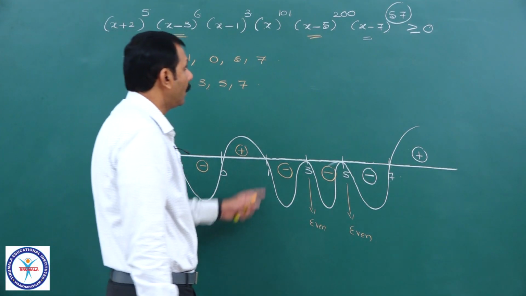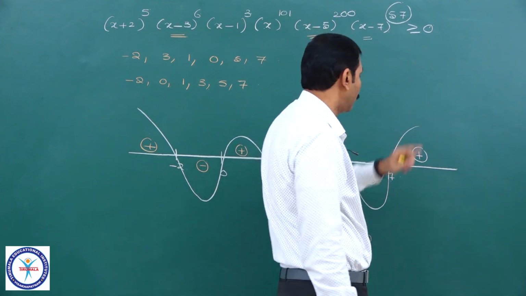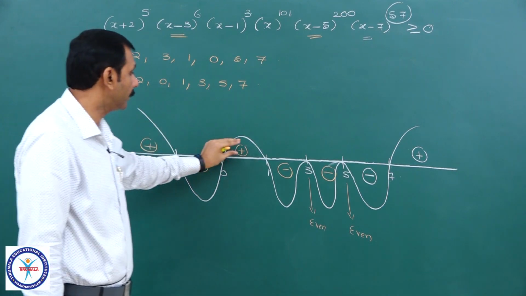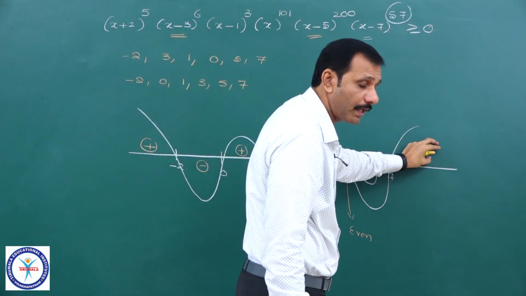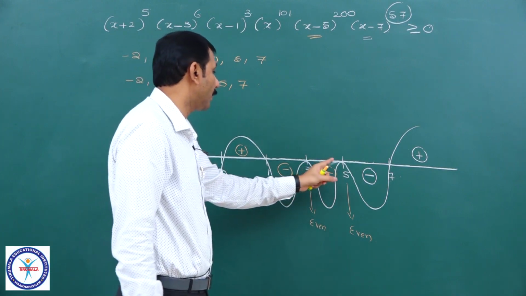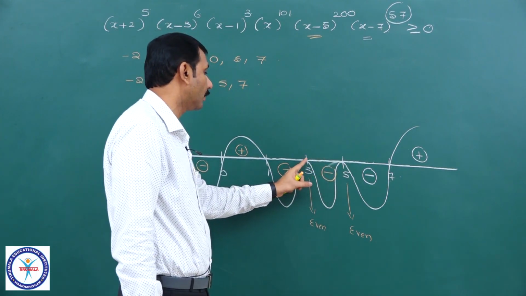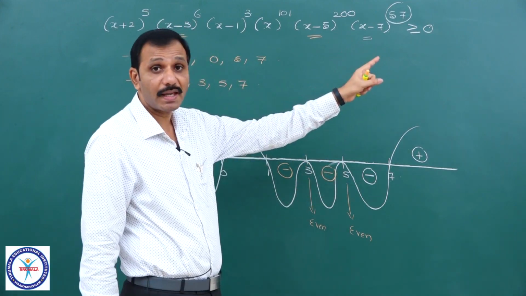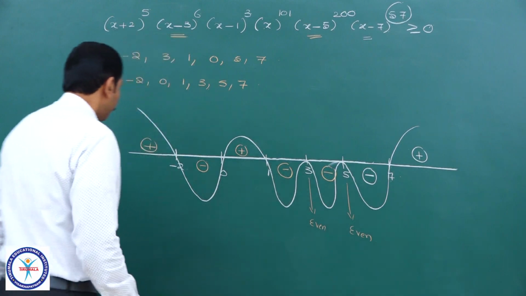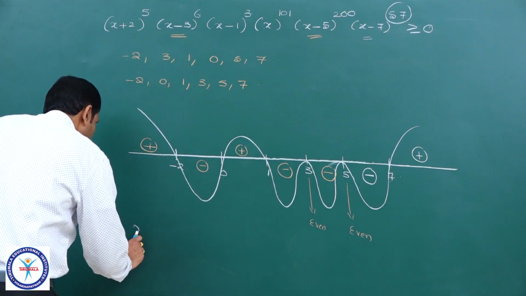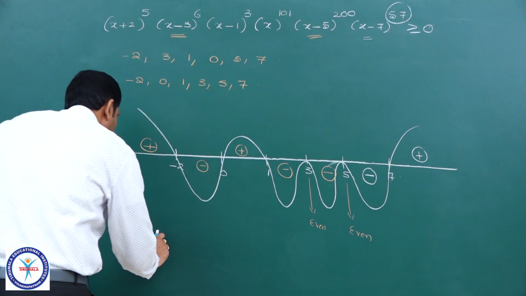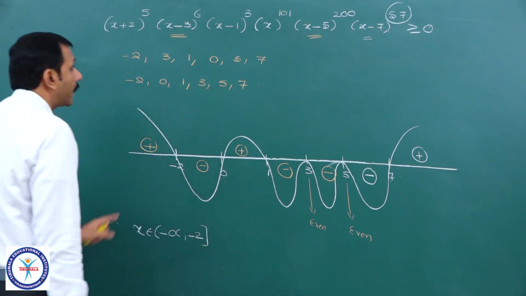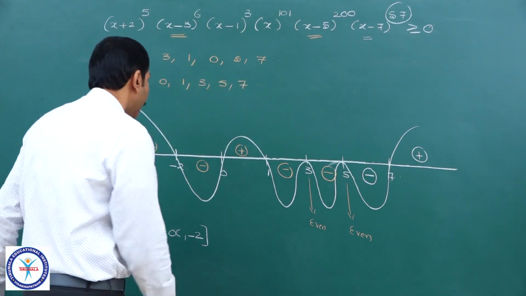Now, I want the values of x where it is greater than or equal to 0. Observe where it is greater than or equal to 0. This portion, and this portion, and of course it is equal to 0 at x equal to 5 and x equal to 3 also. You should not forget these two values because I want equal to 0 also. Therefore, the solution set is x belongs to minus infinity comma minus 2 closed, because equal to 0 is there.